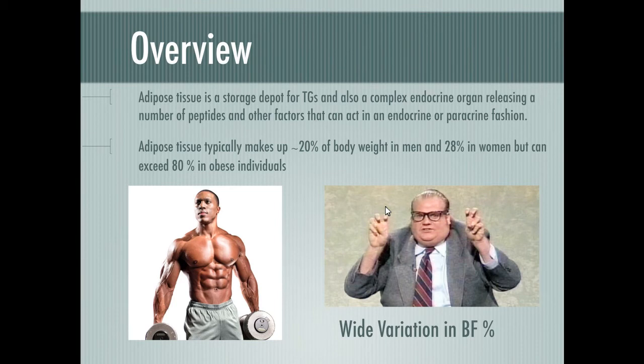So, adipose tissue is a storage depot for triglycerides, but it's also a complex endocrine organ releasing a number of peptides and other factors that can act in an endocrine or a paracrine fashion. And I have to emphasize that because so many people think about fat or adipose tissue as simply a storage depot. It's more than that. It is a very complex endocrine organ. If you understand that, you can understand why gaining or losing fat can have such an impact on overall health.